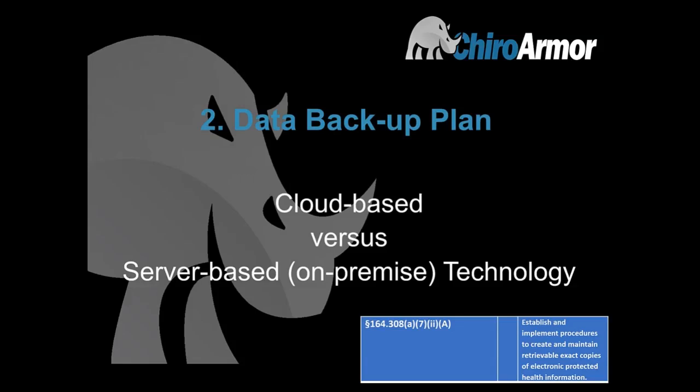Well, first of all, if it's server-based on-premise technology, then you are the one that is responsible for that backup, number one, because you need to back it up on a hard drive. Secondly, you will want to store that backup off-site in the event that your building blew down or blew up or got on fire or whatever the case may be, and you need to protect that PHI so you can again bring it back to life.